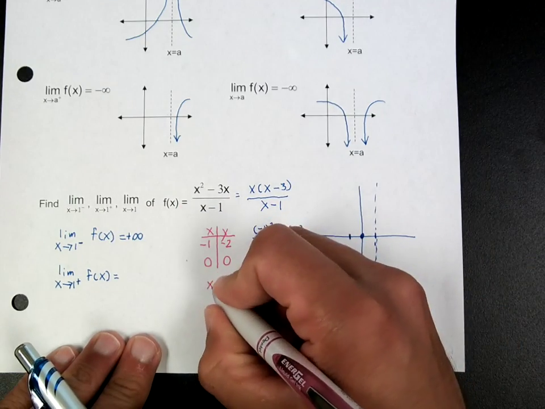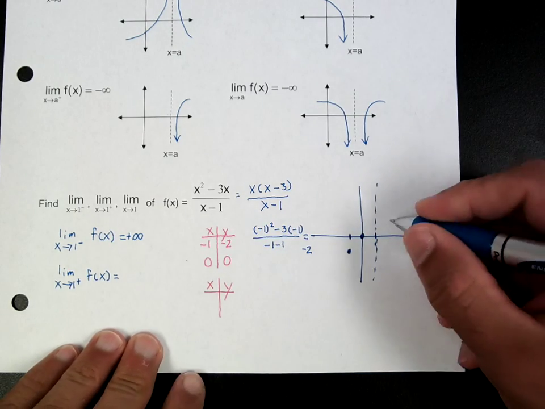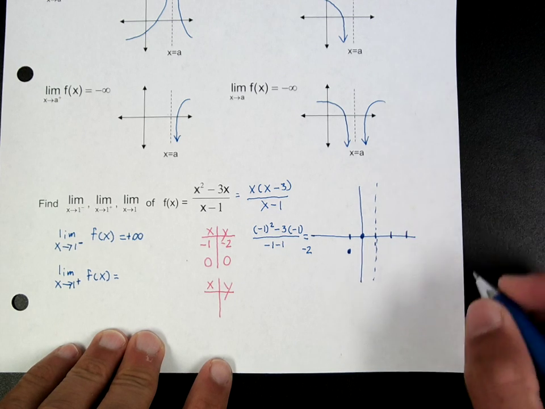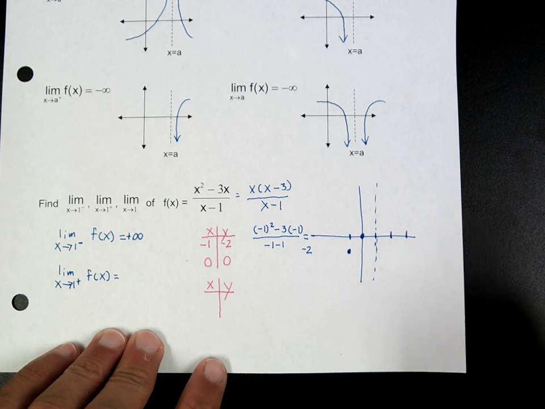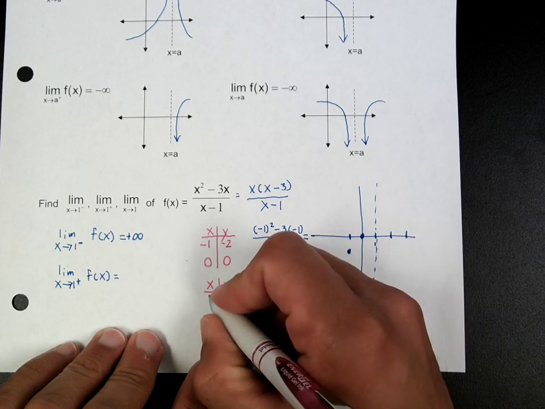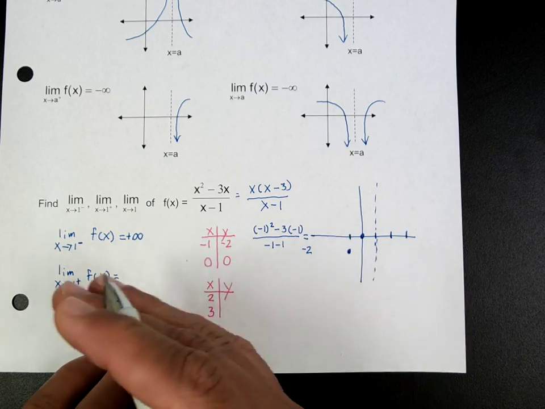We're going to look for 2 points. I'm going to pick 2 and 3. So I'm going to put a 2 here and a 3. Notice these are points to the right.